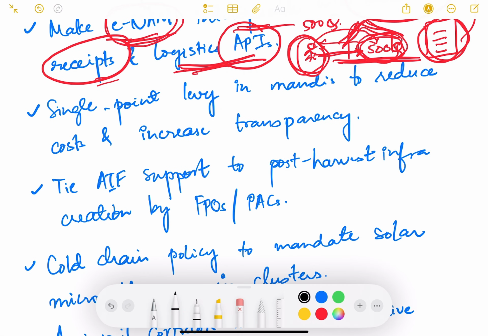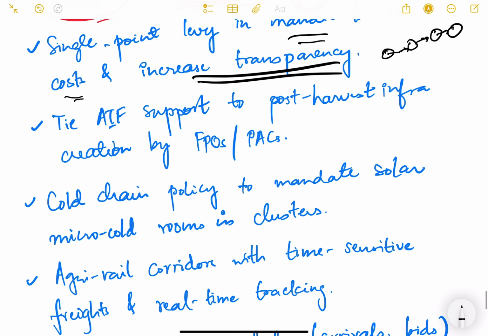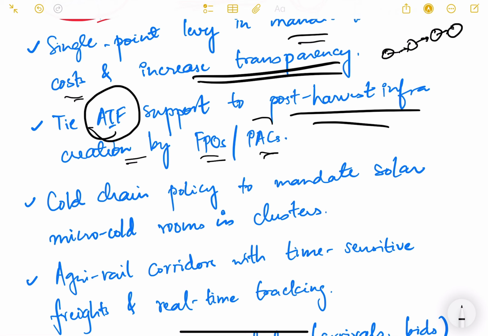Then the next one is single point levy in mandis to reduce cost, increase transparency. At the mandi there are various points, okay, entry point, then checking point, transport point, and trader point, where at various points they will check and they'll put some cost and fees. So there has to be only a single point levy in mandis, okay, to reduce cost. Then we have to tie the Agri Infra Fund, AIF, support to post harvest infra creation by FPOs and PACs. PACs is Primary Agriculture Cooperative Societies.